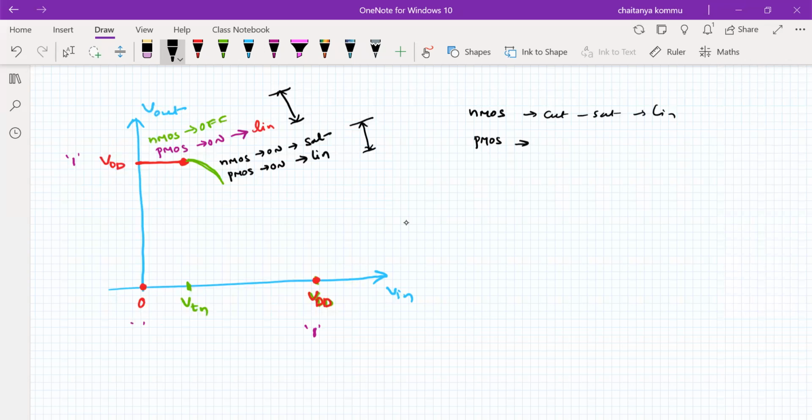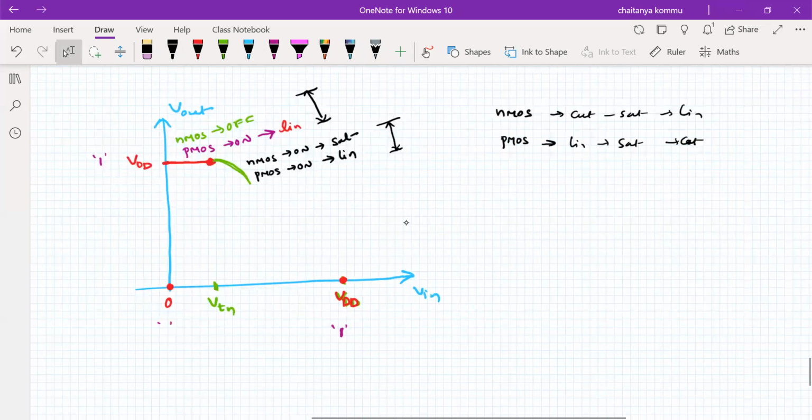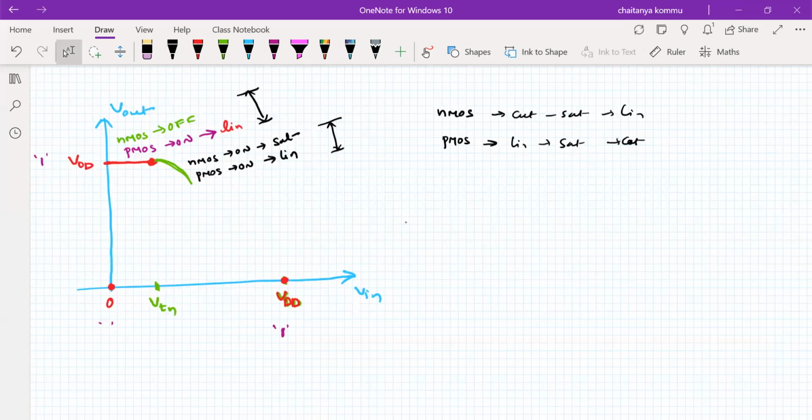For the PMOS transistor, it is in linear and saturation, and it will go to the cutoff. That means its regions of operation are changing step by step. So what I can say is, at what input voltage will the NMOS change its state, as well as the PMOS change its state.